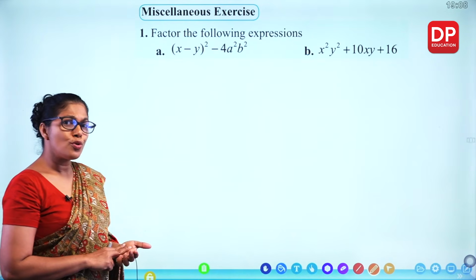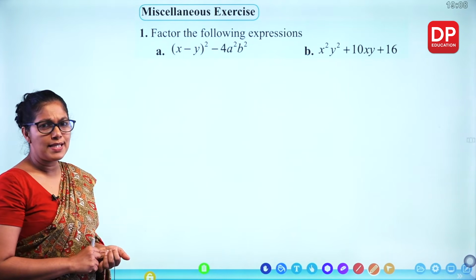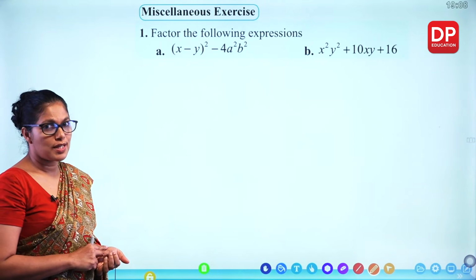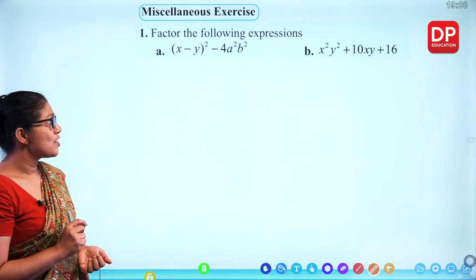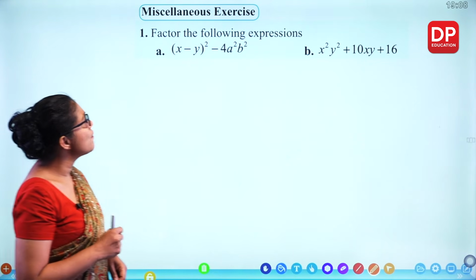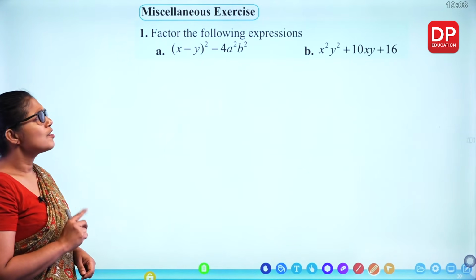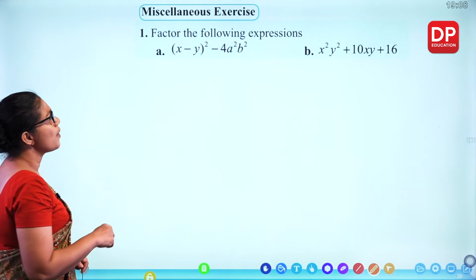Now we know 2 methods, how to factorize trinomials and how to factorize when you get 2 terms. So now look at all of these questions and identify the proper method. So we'll look at the first one. Two terms are there and square terms. So what's the method we have to use? Difference between two square terms.